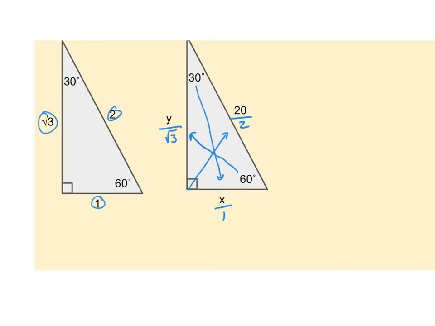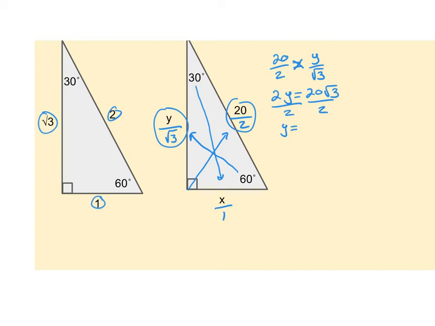So now I'm going to write a proportion to solve for y. I'm going to use this and this to solve for y. So 20 over 2 is equal to y over the square root of 3. If I cross multiply, I'll get 2y is equal to 20 times the square root of 3. Then if I divide by 2, I get y equals 10 times the square root of 3.